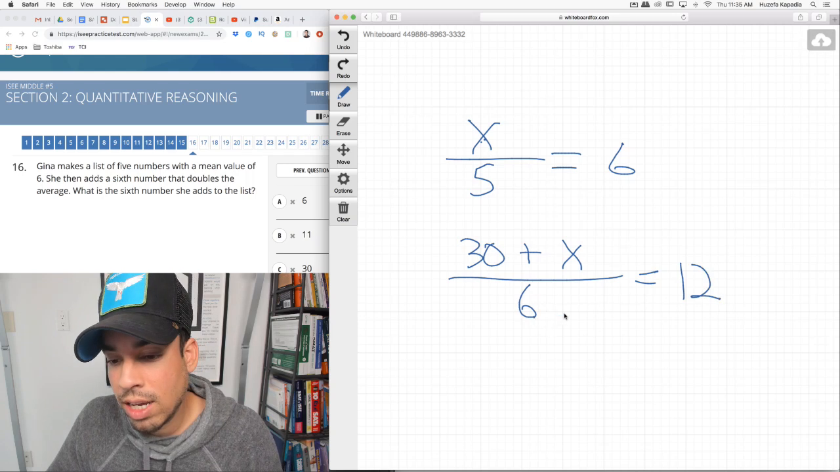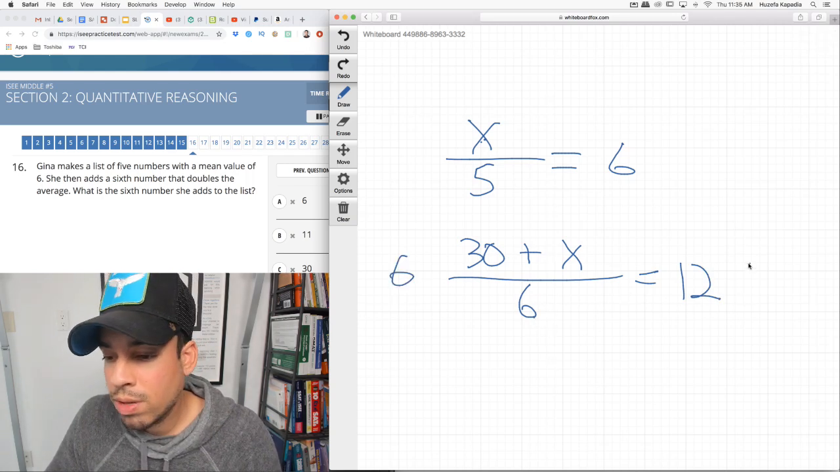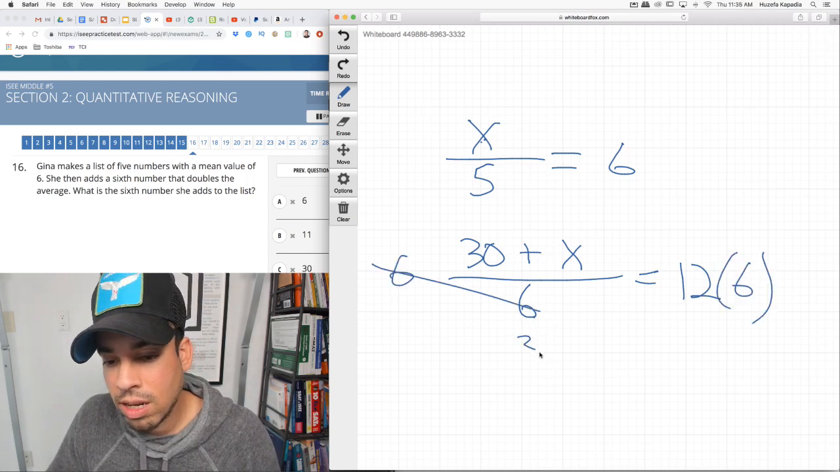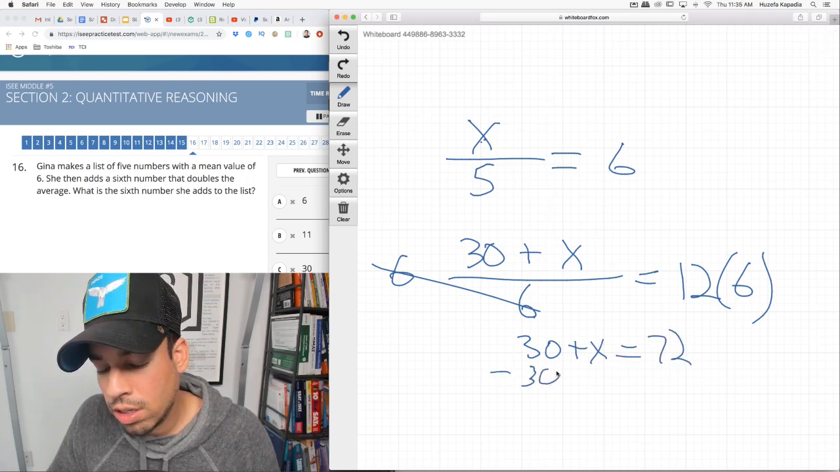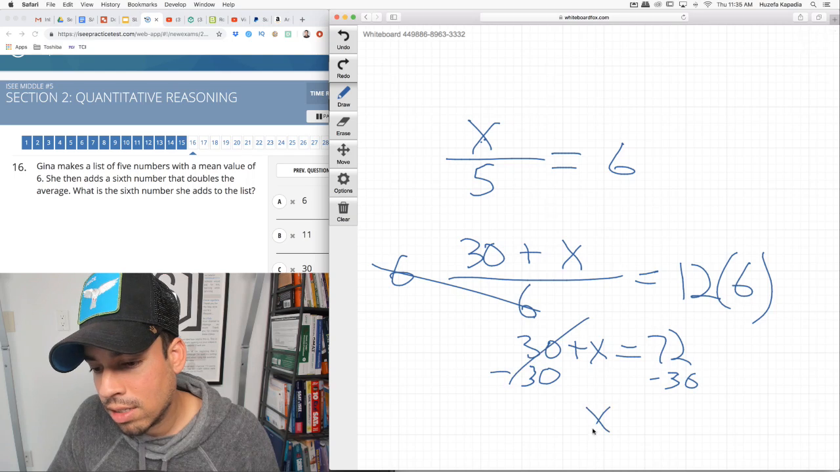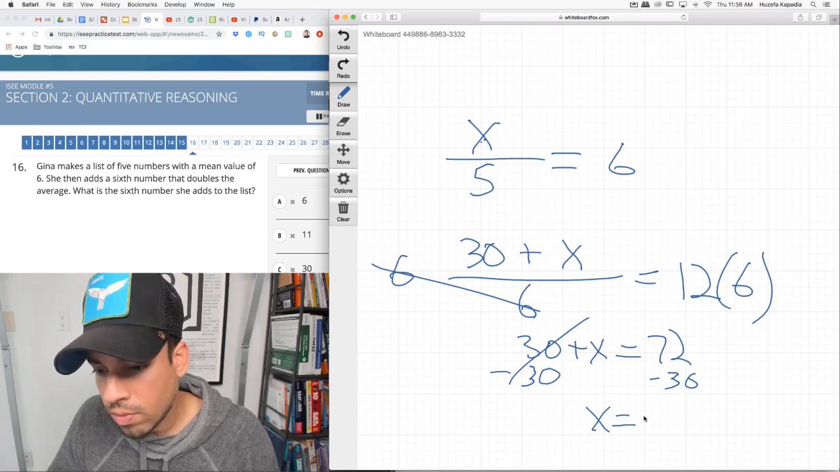What is the 6th number she adds? Solve for x. First, I'm going to multiply both sides by 6. That cancels that out. We've got 30 plus x. 12 times 6 is 72. Subtract 30. Subtract 30. And we get x equals 42.